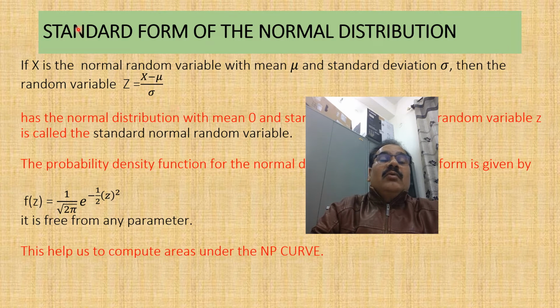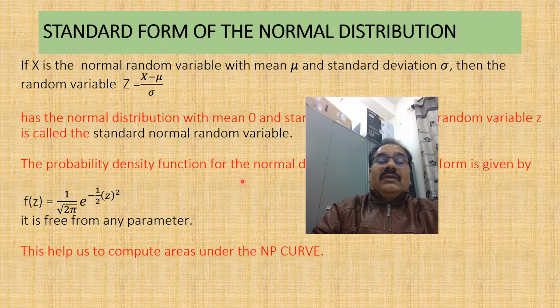Okay, so now what do you mean by standard form of normal distribution? If x is the normal random variable with mean mu and standard deviation sigma, then the random variable z, defined as (x minus mu) by sigma, has the normal distribution with mean 0 and standard deviation 1. The random variable z is called the standard normal random variable.